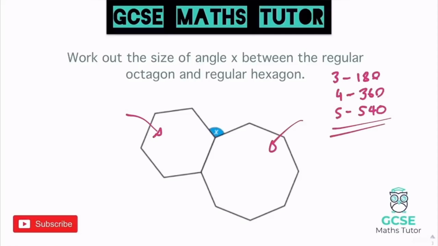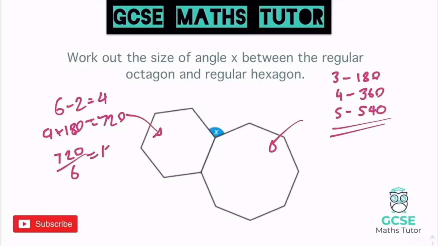So for 6 sides in a hexagon, we take away 2. So 6 take away 2, which is 4, and then 4 times 180 tells us the total amount of, oh, that should be a times sign. Let's change that. 4 times 180 gives us the total amount of angles in a hexagon, which is 720. So all the angles inside a hexagon equal 720, and there are 6 equal angles in there. So if we divide that by 6, 720 divided by 6 gives us 120 degrees. So all of these angles in the hexagon are 120.